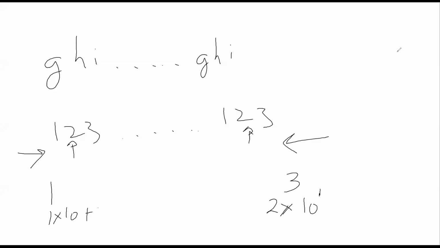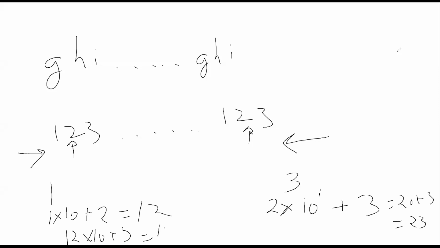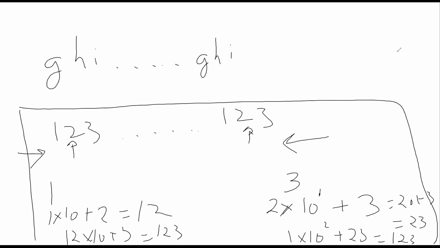Suppose in this case it's 1 plus 3, and then plus 3. In this case 2. So it will become 12 here, and this one will become 20 plus 3, which is 23. And then we do the same approach when we move one step ahead. 12 into 10 plus 3 will give us 123. And the same way here, 1 into 10 raised to power 2 plus whatever we got from the last step, 123. I am just doing it on integers because it's easier to understand.